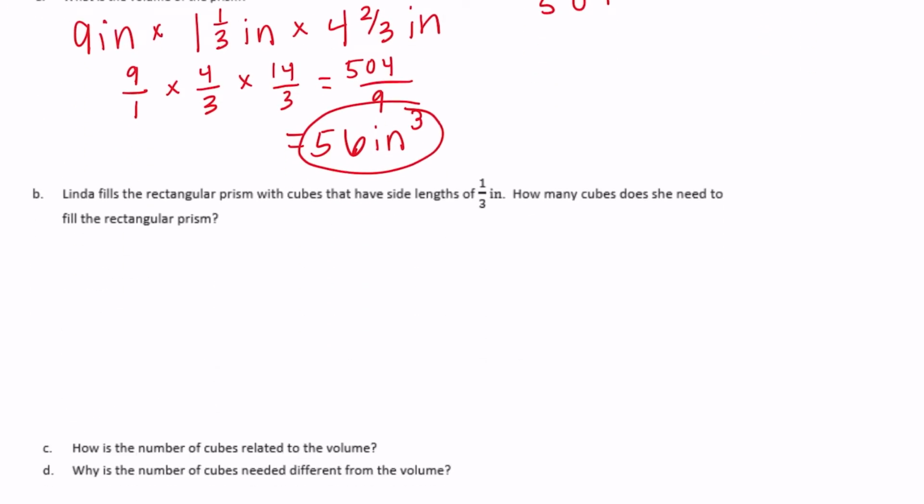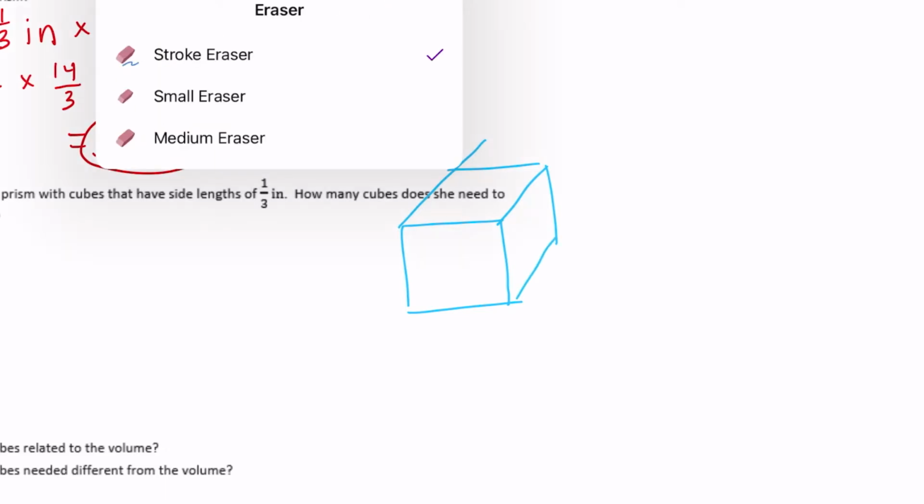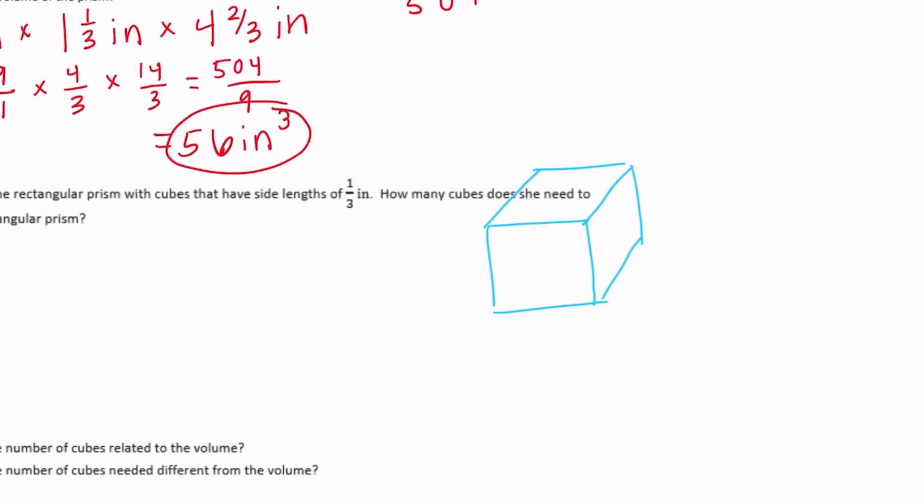Linda fills the rectangular prism with cubes that have side lengths of 1/3. How many cubes does she need to fill the rectangular prism? So remember, if we had a rectangular prism, and let me erase some of these parts. Okay. And we have cubes that have side lengths of 1/3. So that means side lengths of 1/3 for the cubes.